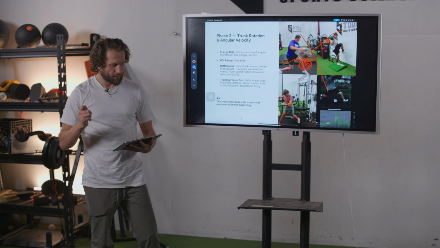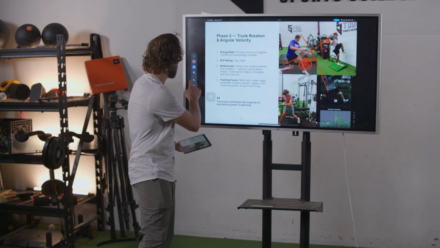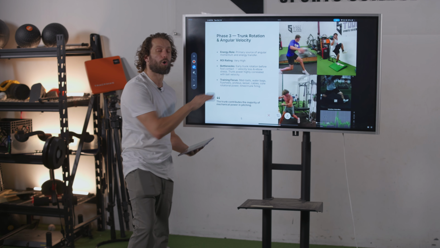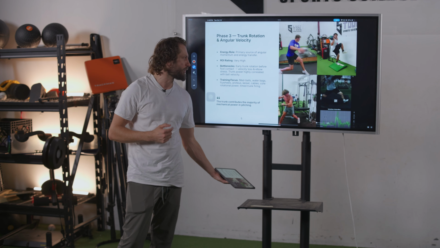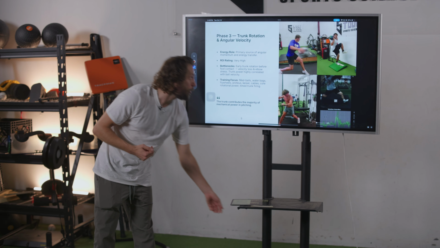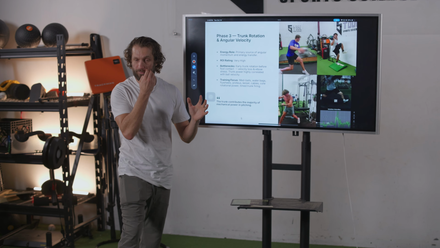Okay, phase 3, trunk rotation and angular velocity. Okay, so this role is the primary source of angular momentum and energy transfer. The ROI rating for this is very high. Early trunk rotation before foot contact, we just covered that, equals velocity loss and elbow stress. Trunk power is highly correlated with ball velocity. We've talked at length about a number of studies with this.